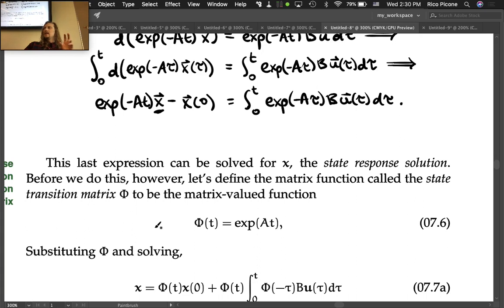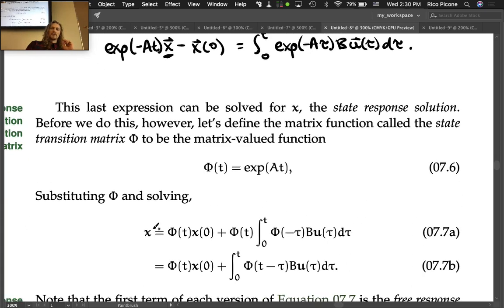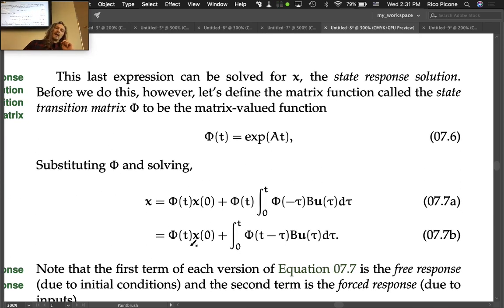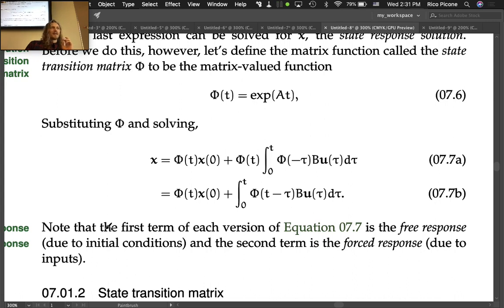And it's going to be a key matrix, and that's why we're giving it a special name. So if we substitute in phi and solve, then we get that the solution for x, so this is our state solution, the solution we've been looking for all this time, is the state transition matrix multiplying the initial condition plus state transition matrix multiplying this integral, okay? Which also includes the state transition matrix.